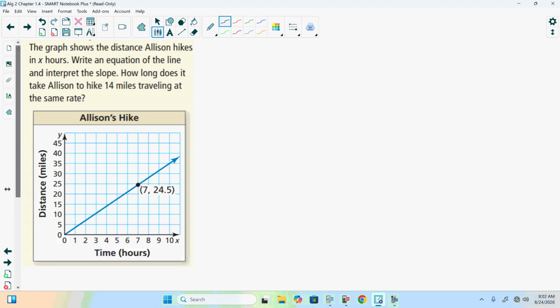So the first one we're looking at today is going to be this problem here. The graph shows the distance Allison hikes in x hours. Write an equation of a line and interpret the slope. How long does it take Allison to hike 14 miles traveling at the same rate? So again, we need to write the equation of a line, we need to interpret the slope, and then we need to see how long it's going to take her to travel 14 miles.